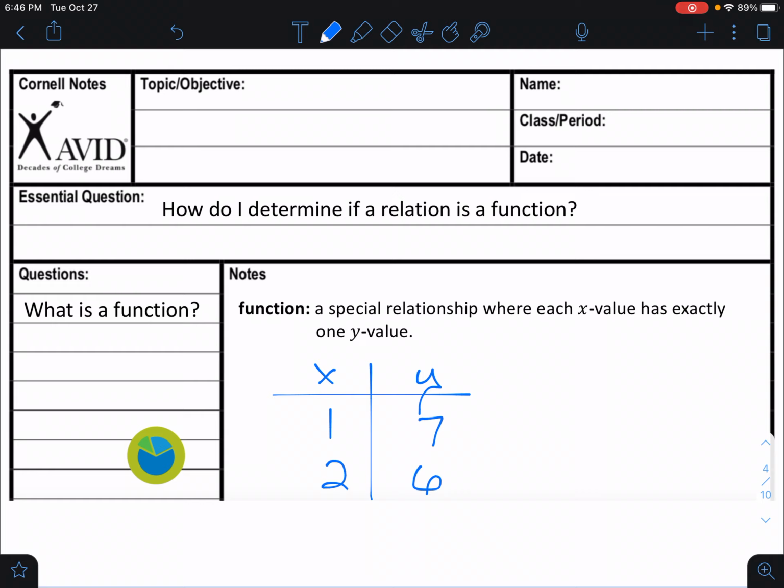Now, the problem arises if you have something like a repeat in the x, and then it goes to a different value like 5. Okay, so now 1 goes to 7, but it also goes to 5. So 1 really goes to two different y values. So that would make it not a function. So a function is where each x has exactly one y value. And so if I get rid of that, now this is a function. All right.